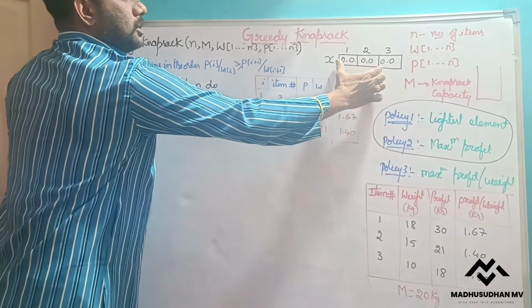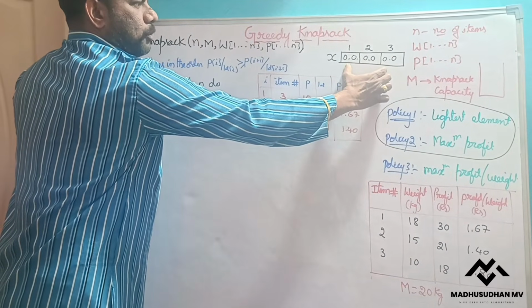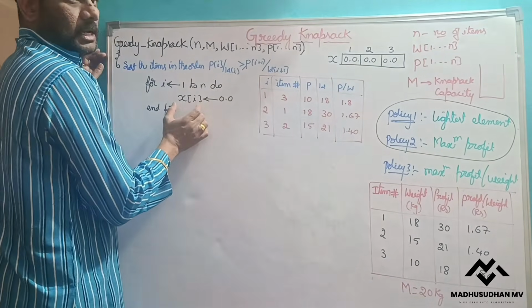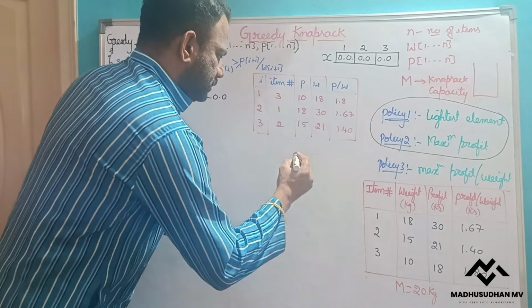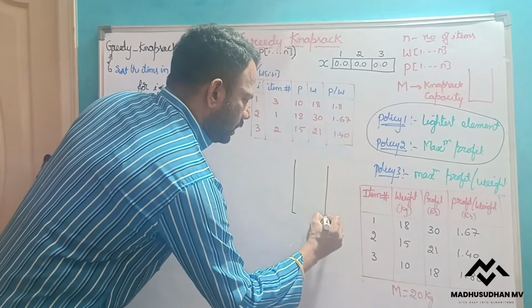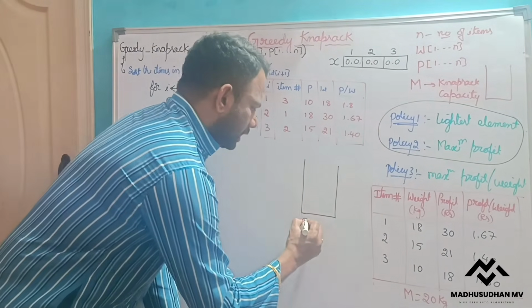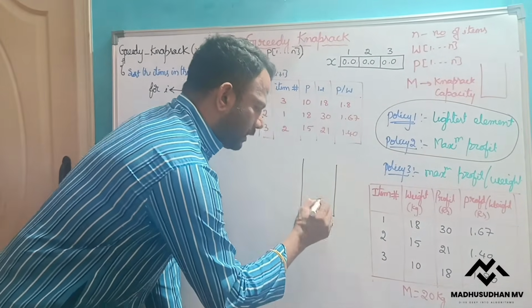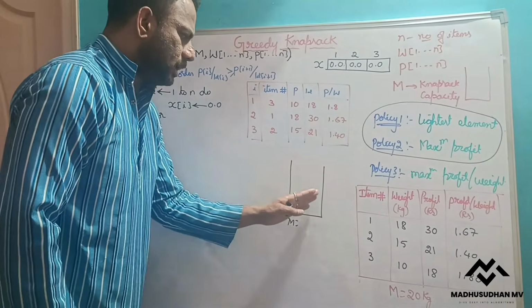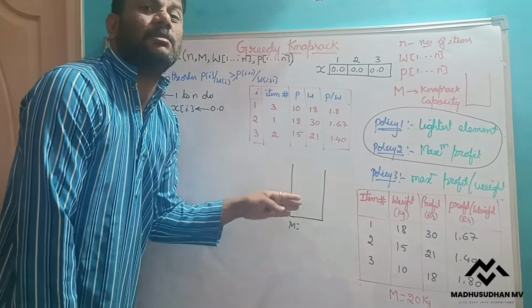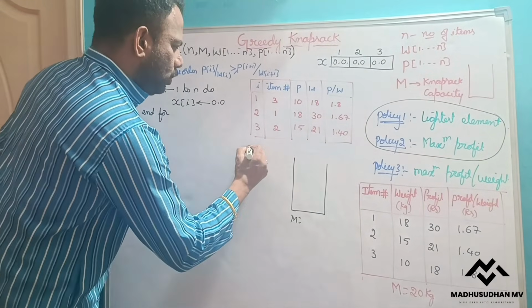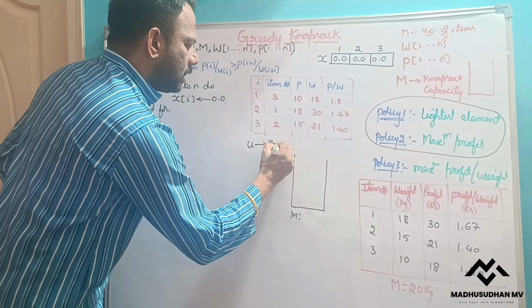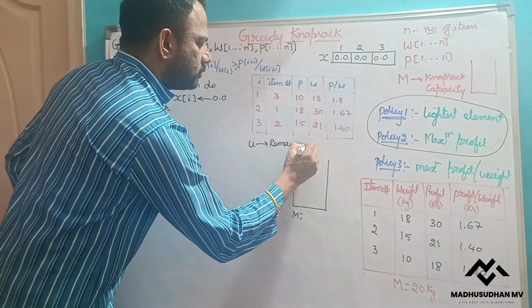After that, I made this solution vector, the output array, initialized to 0, 0. Initially, when I get this knapsack, it is empty, so how much is remaining? The complete capacity is remaining. That was like U. U indicates the remaining capacity of the knapsack.